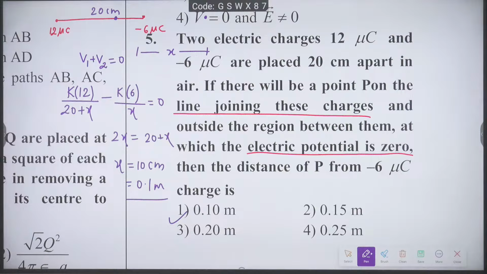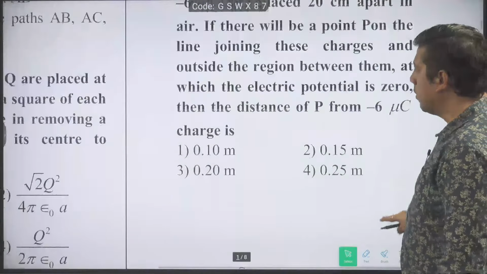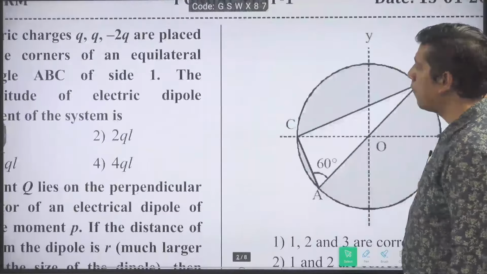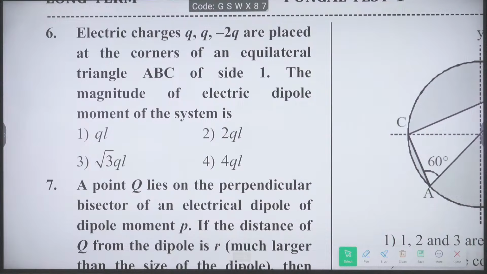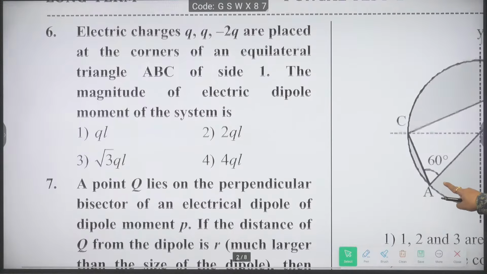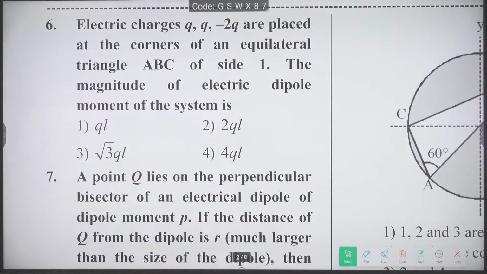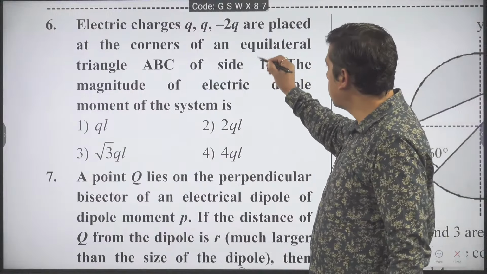Let's move ahead. Next question, question number 6. So we have covered different variations of electric potential. Now let's move toward the dipole. This is not 1, this is L. This is L, not 1.